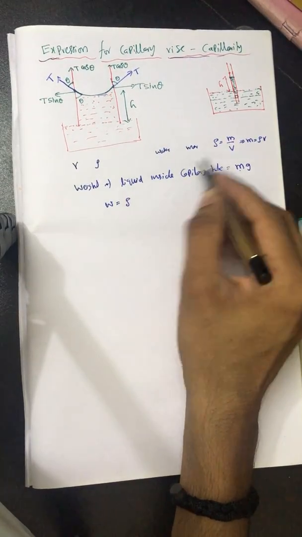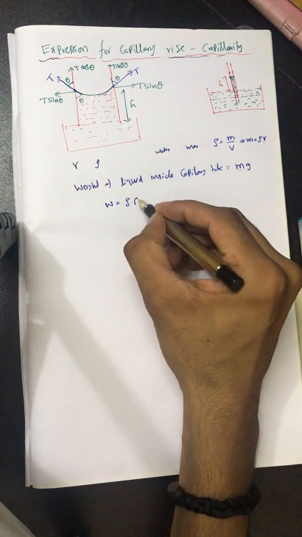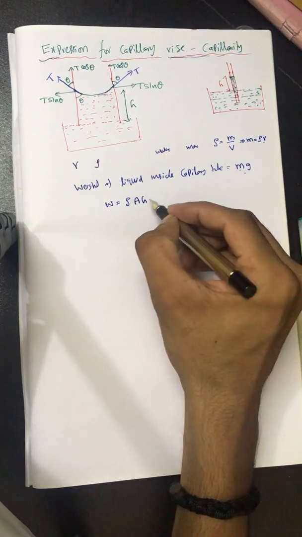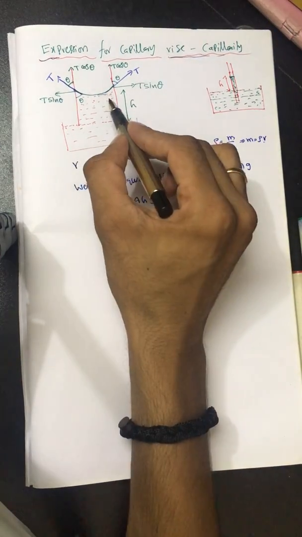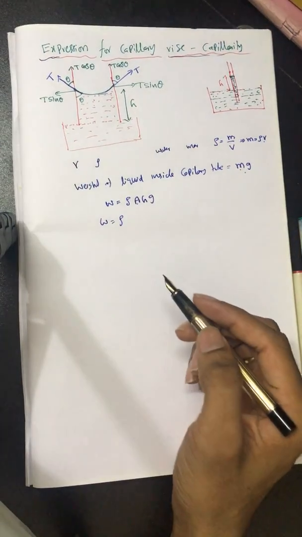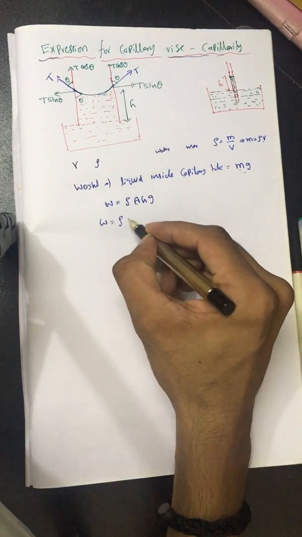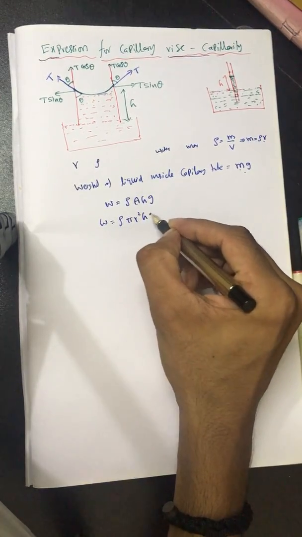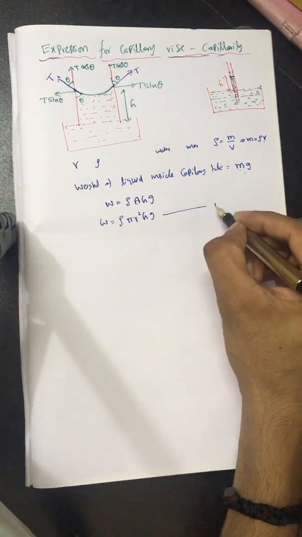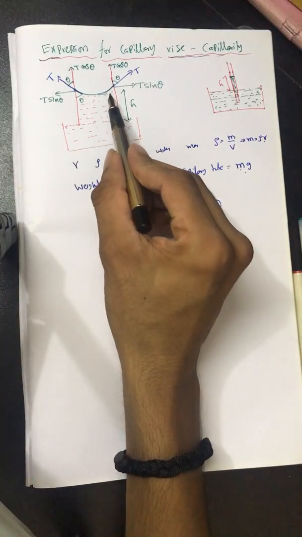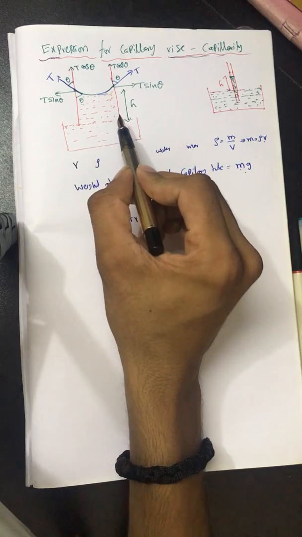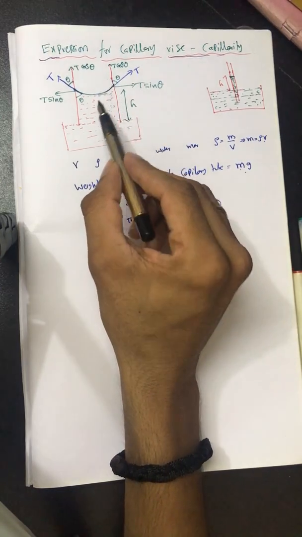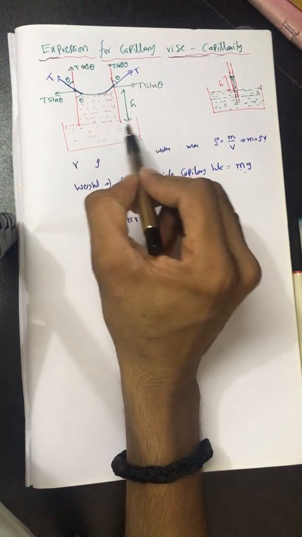So that is rho into volume. Volume is nothing but area into height, into g. So this is the weight. What is the area of this cross section? It is a circular cross section of the capillary tube. Obviously it is pi r squared h into g. So this is the weight corresponding to this liquid from the surface. Now what makes the liquid rise from the surface?